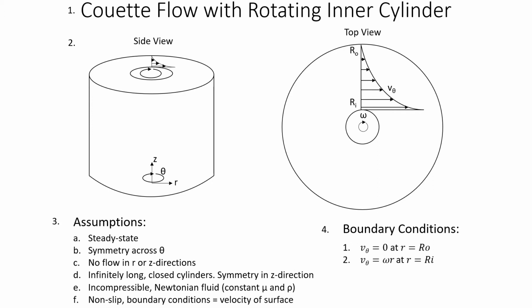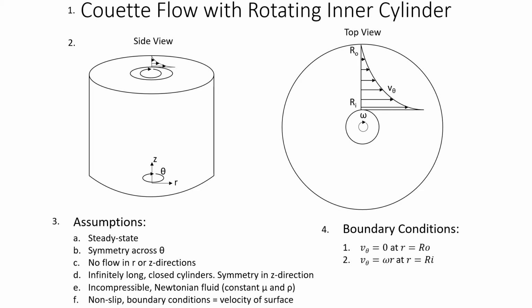I'll give you a quick briefing on the assumptions, but we're going to see how they affect the differential equation on the next slide. Steady state means anything that's changing with respect to time is 0. Symmetry across theta means anything changing with respect to theta is going to be 0. We're assuming no flow in the r or z direction, and the tube is infinitely long with closed off top and bottom, so we're not getting any additional force at those boundaries.